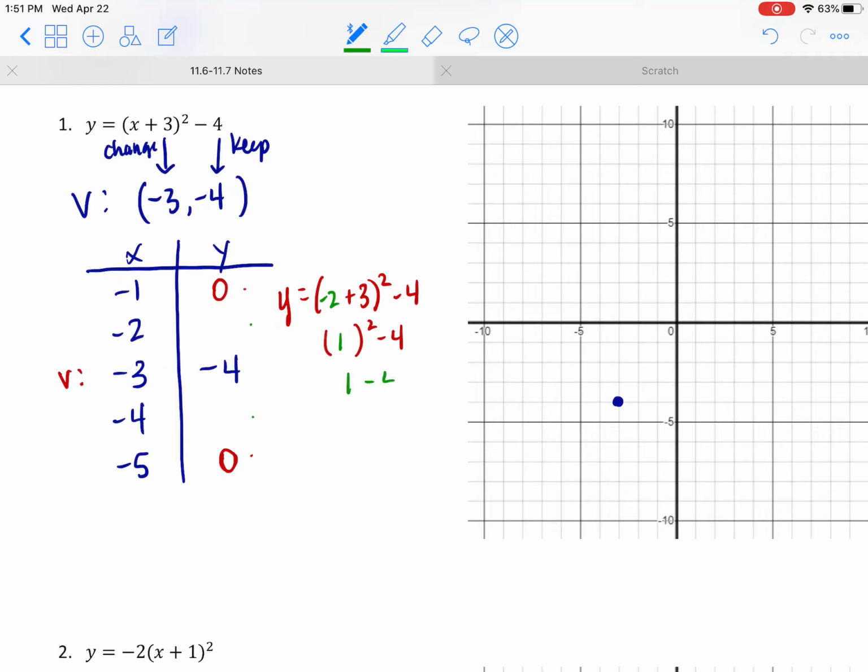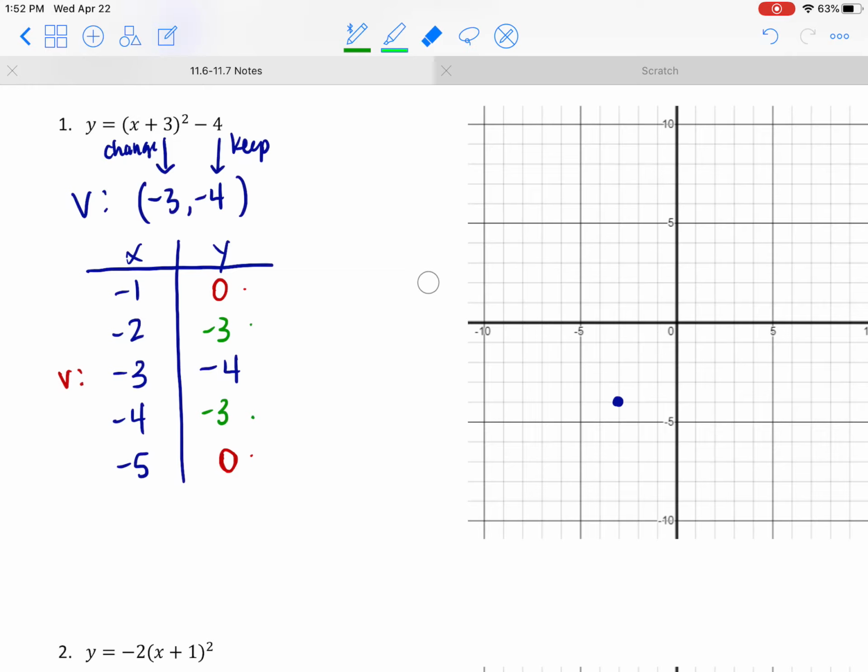So when I plug in -2 here, what happens? When I plug in -2, -2 and 3 makes 1. 1 squared is 1, and 1 minus 4 makes -3. So I get a -3 here. Now I'm going to show you, but I know there's going to be symmetry, so I should get -3 again here. So if I plug in -4, -4 plus 3 is -1. -1 squared is +1, and 1 minus 4 is -3 again.